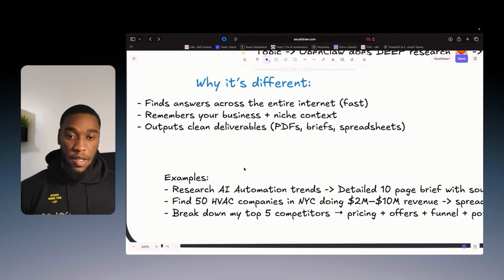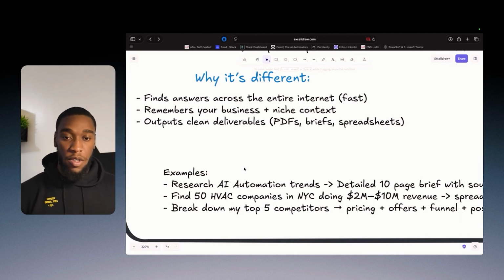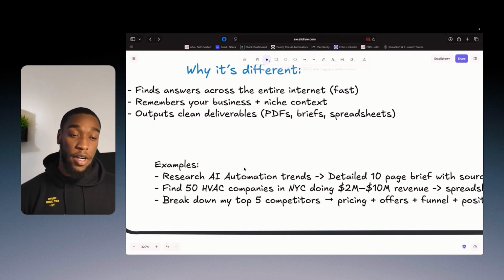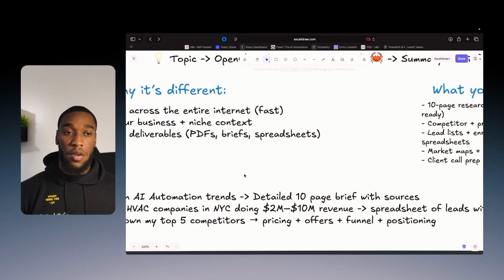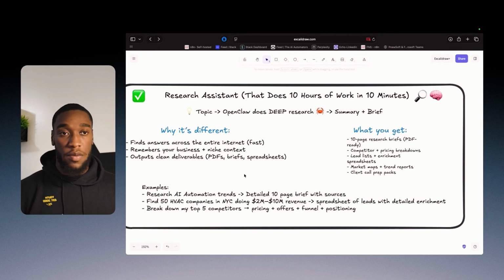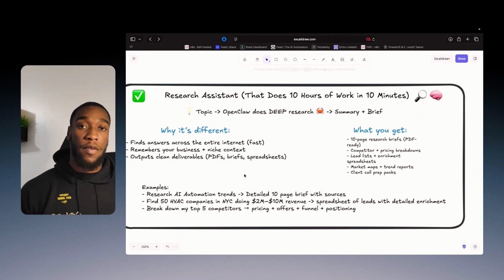Like I mentioned, some examples are researching trends, researching companies with specific criteria, and any breakdown on competitors with pricing, offers, funnel, and positioning. As this is the first use case, we see that it contains high value for any type of business model.